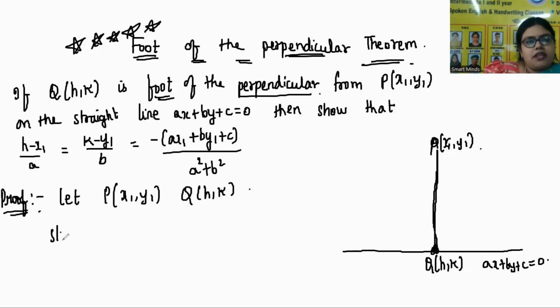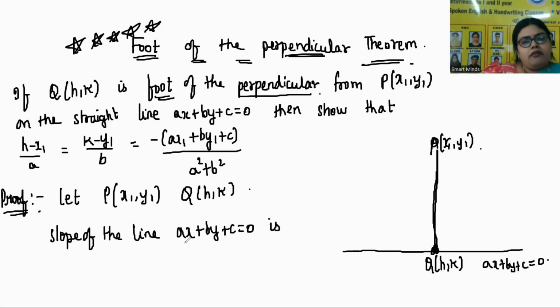So first let us find out the slope of the line. Slope of the line ax + by + c = 0 is... whenever a line is given, how to find the slope? The formula is −a/b. Now we have found the slope for the horizontal line. Now let's find the slope for the vertical line, that is PQ.